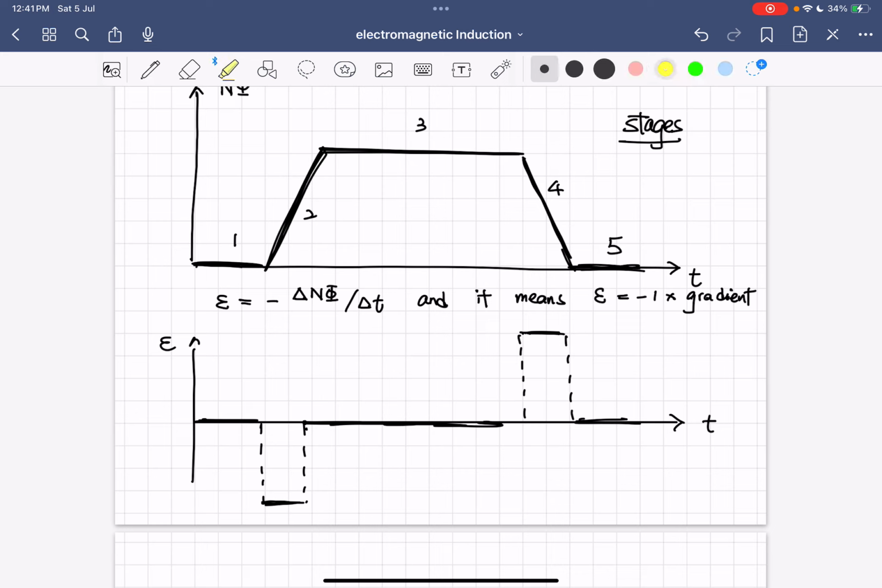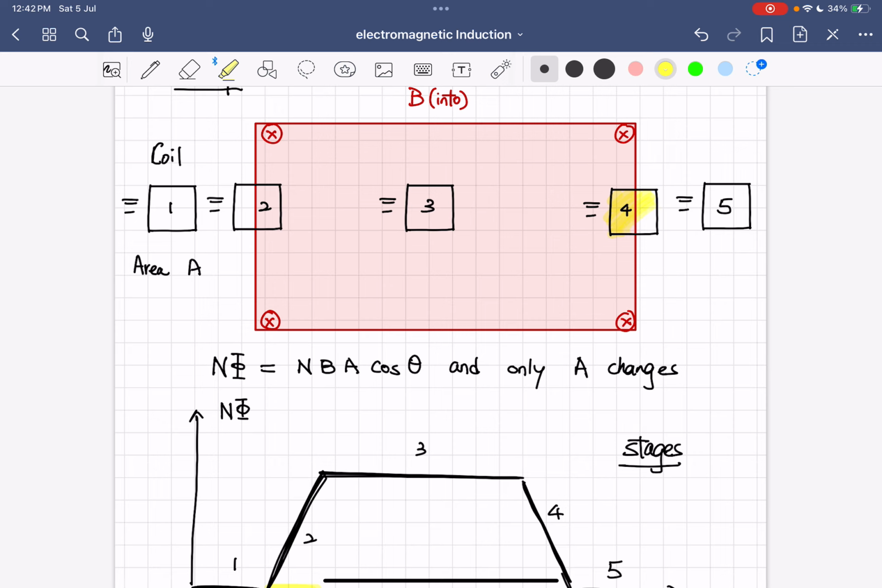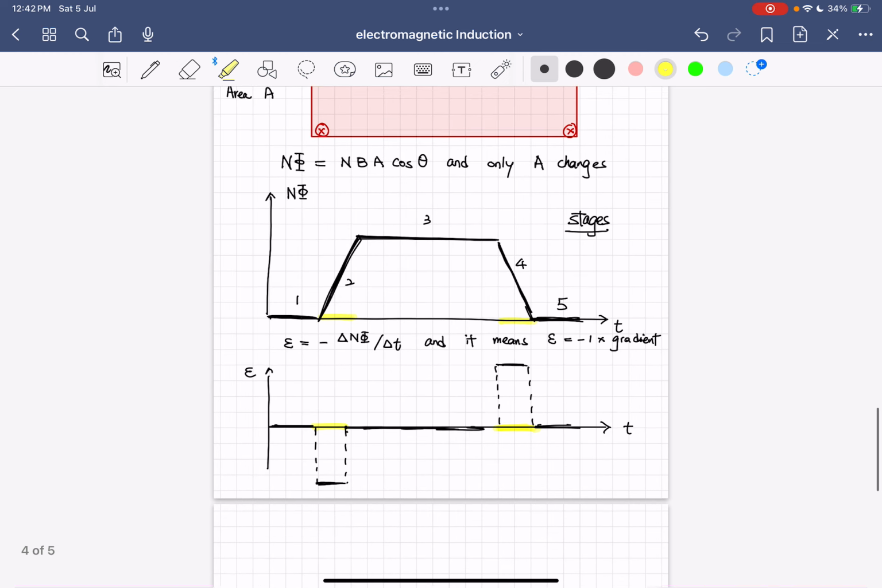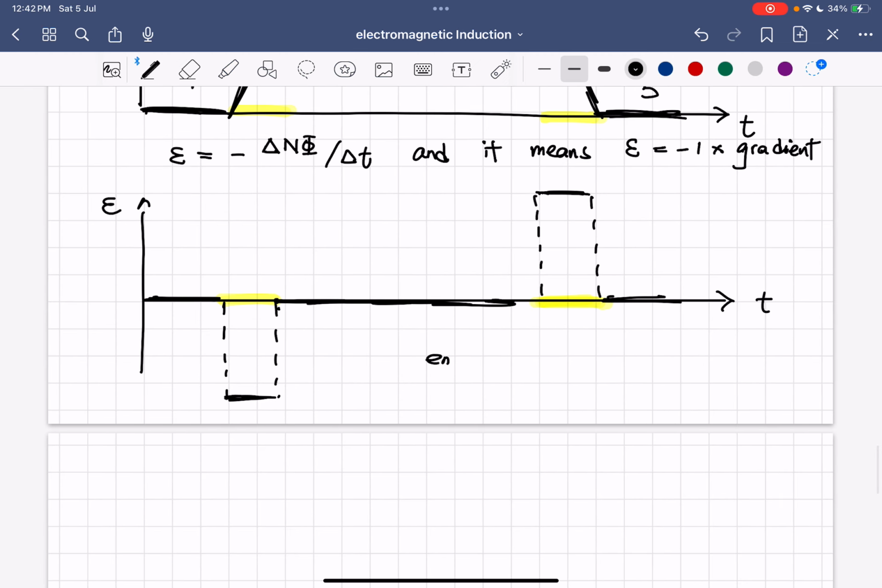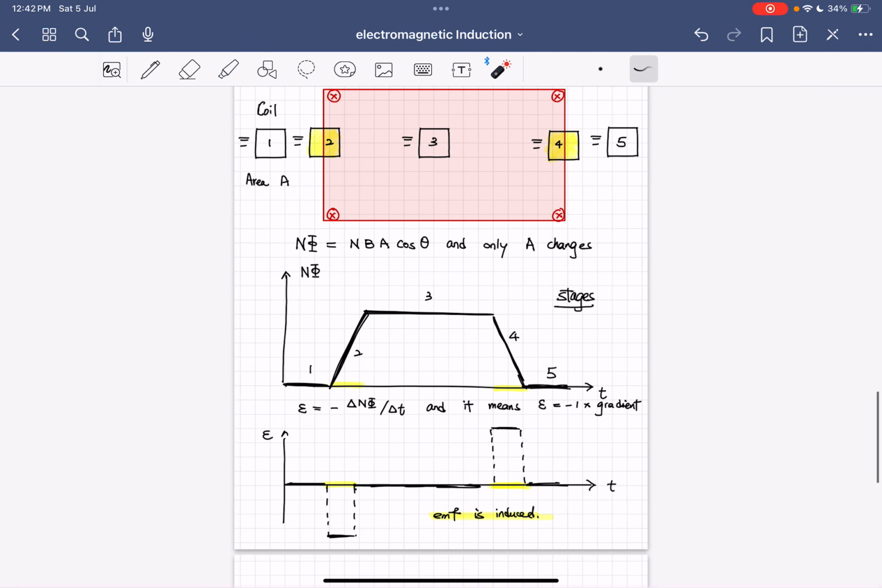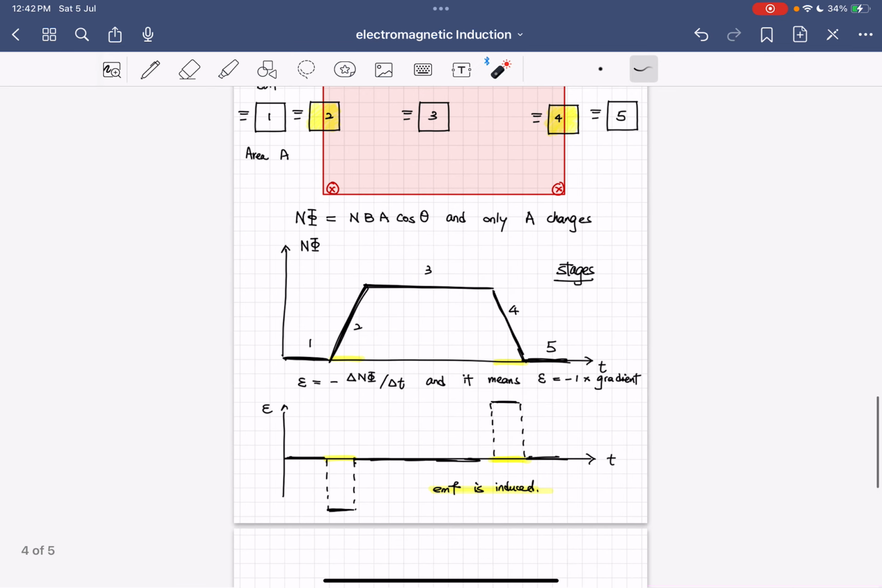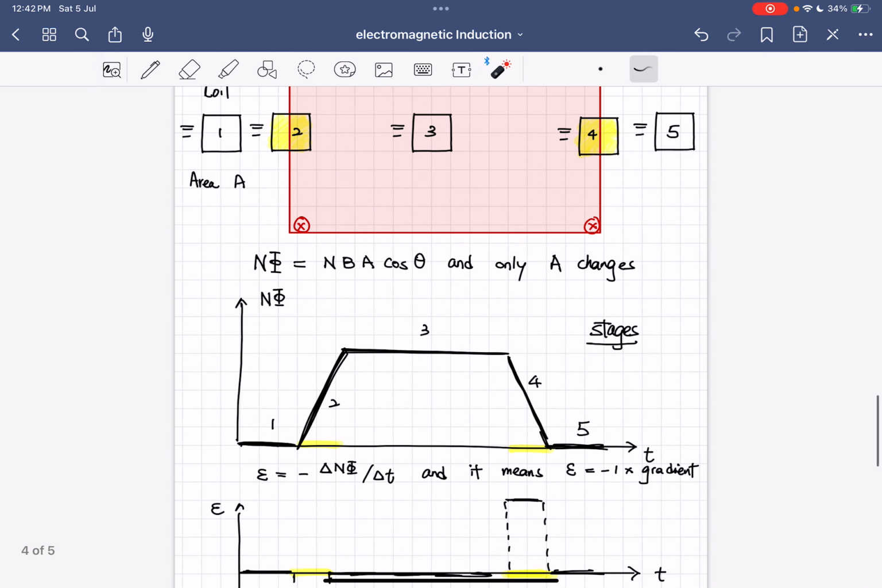So therefore, what do you see? You see that only these two periods of time, that means only this and this period of time, there will be EMF induced. And this is how we apply Faraday's law, or understand Faraday's law. We will take some time to elaborate further next time, but let's just stop here first.